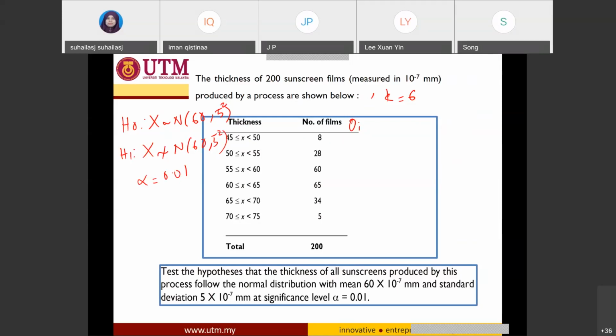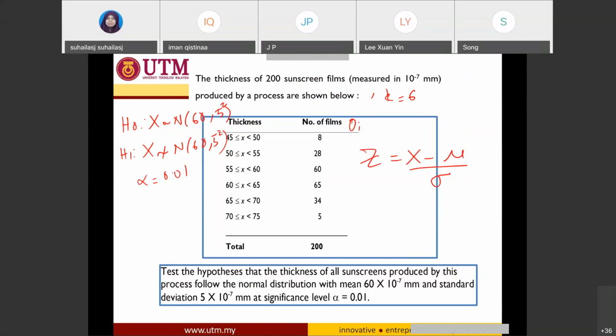So how do we get the probability? For thickness, we already have the ranges, like 45 to 50. This is a normal distribution, so that means you have to change to Z. Standardize, that means change to Z, using the formula X minus mu divided by sigma. This goes back to the basics of probability to get the value.